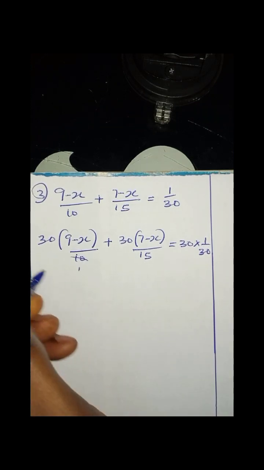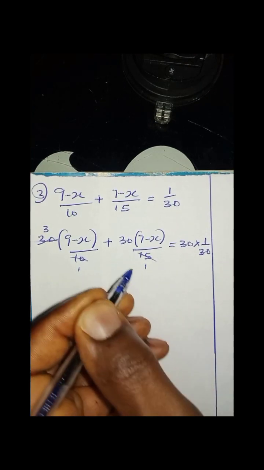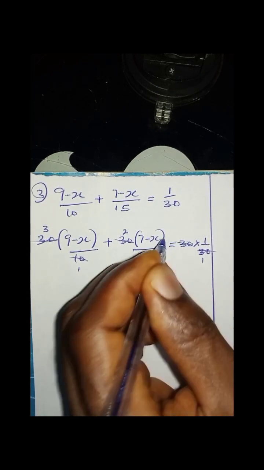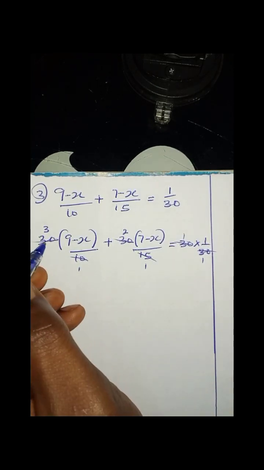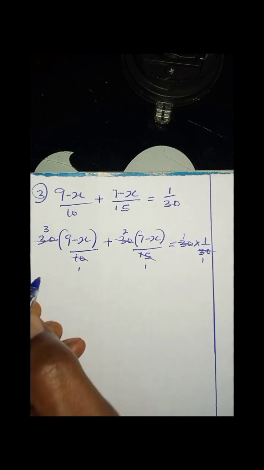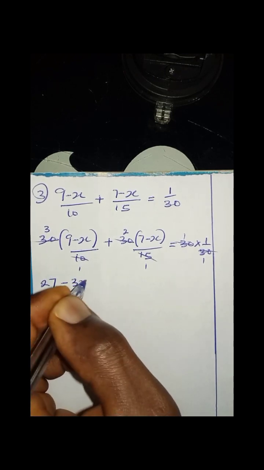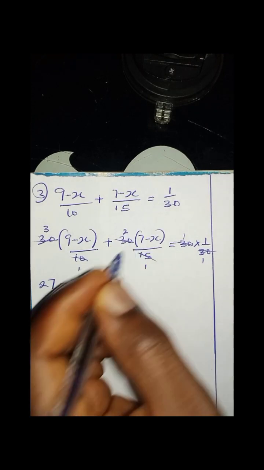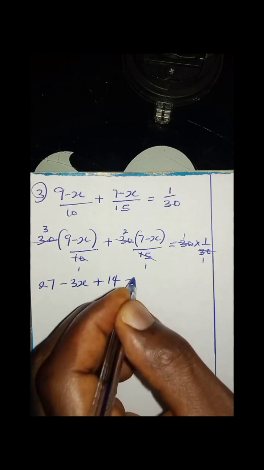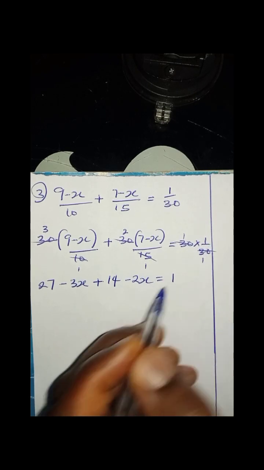10 goes in itself once, 10 goes into 30 3 times, 15 goes into itself once, and 15 goes into 30 twice, and 30 divide 30 once. And the next thing to do is to clear the brackets. We use this 3 in clearing the bracket. 3 times 9 is 27. 3 times negative x will give you negative 3x plus 2 times 7 is 14. 2 times minus x will give you minus 2x, and that's equal to 1. 1 times 1 gives 1.